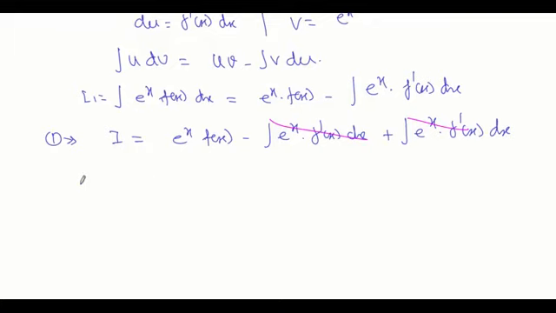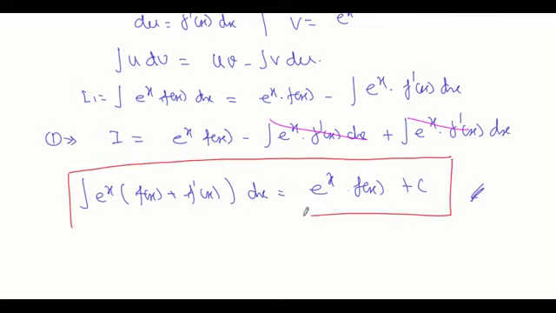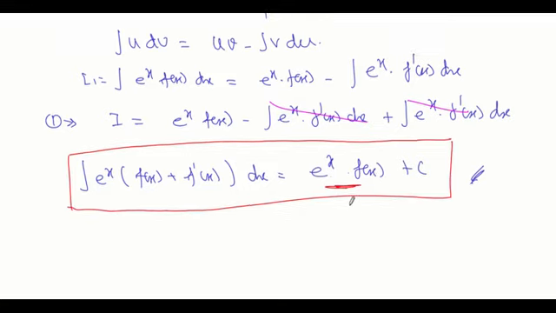After cancelling you can give the answer. This I is nothing but integral e power x into f of x plus f dash of x dx. In this form you get the answer immediately: e power x into f of x plus c. That's all, children. How easy it is. So if you see this form in the given sum, immediately you can give the answer. Okay, we do some sums on this.